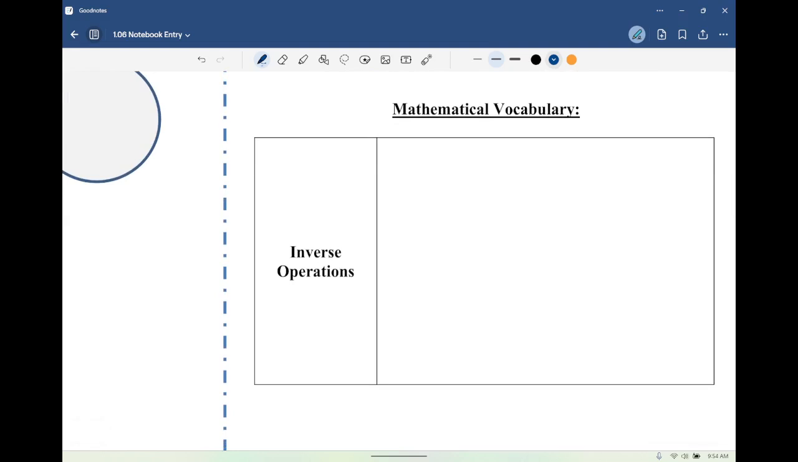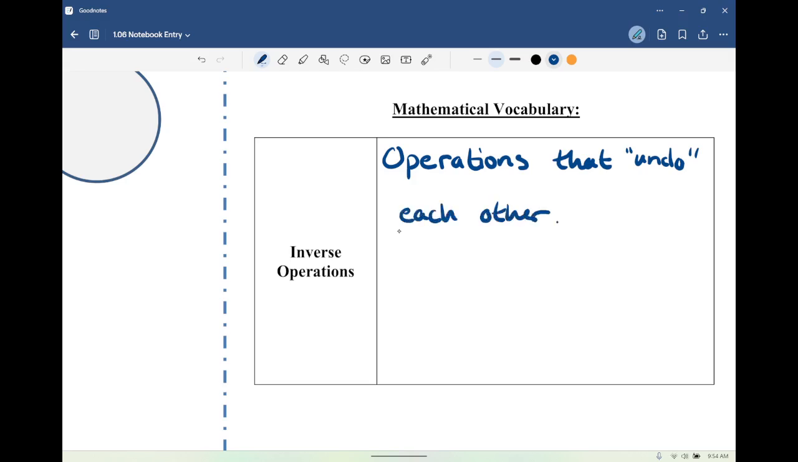And so inverse operations are operations that undo each other. Operations that undo each other.